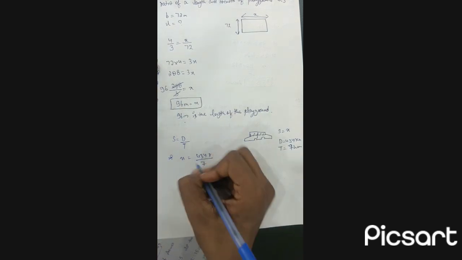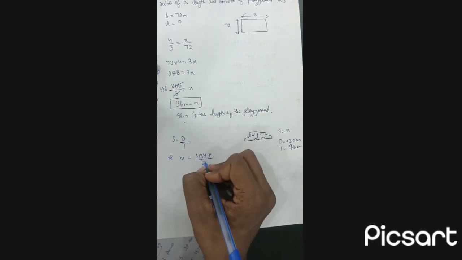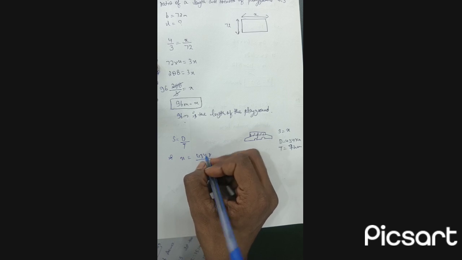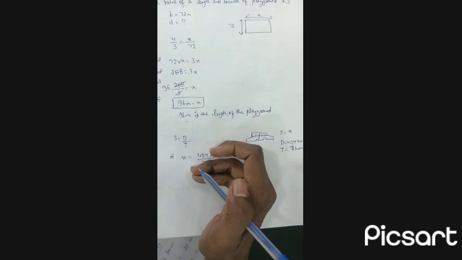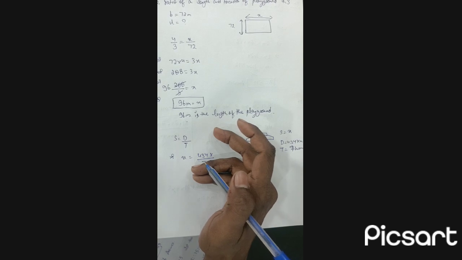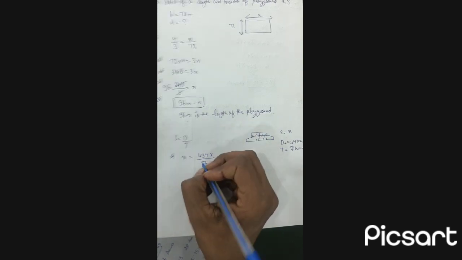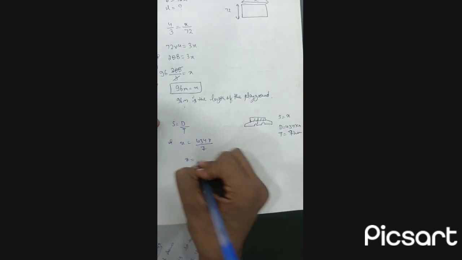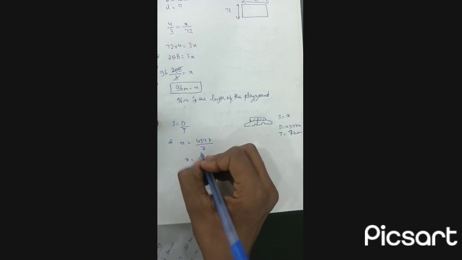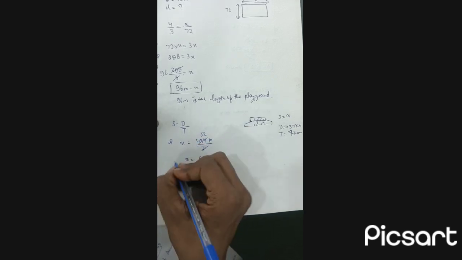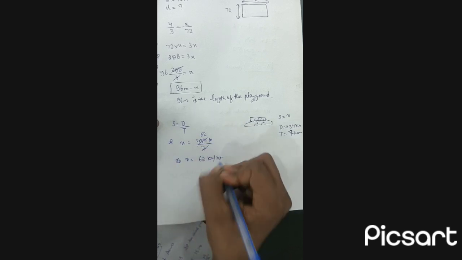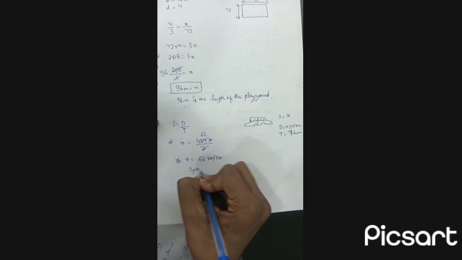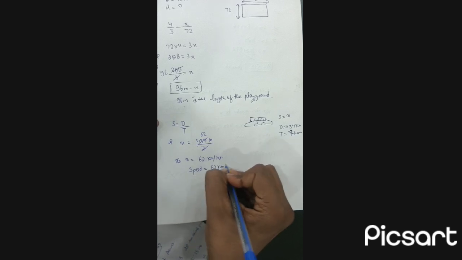So from here we will be dividing it. 434 divided by 7 is 62. 7 6s are 42 and 7 2s are 14. So x is equal to 62. The speed is 62 kilometers per hour. So the speed we have got is 62 kilometers per hour.